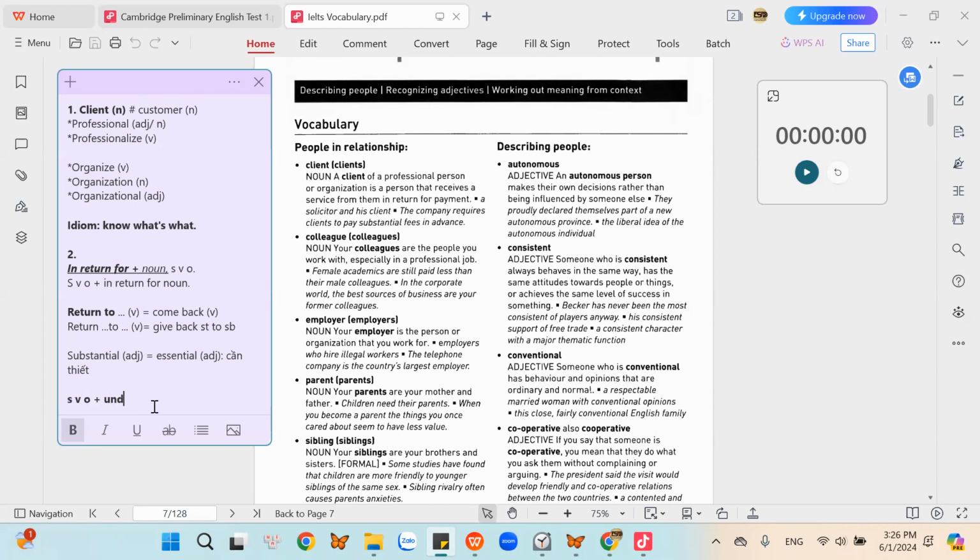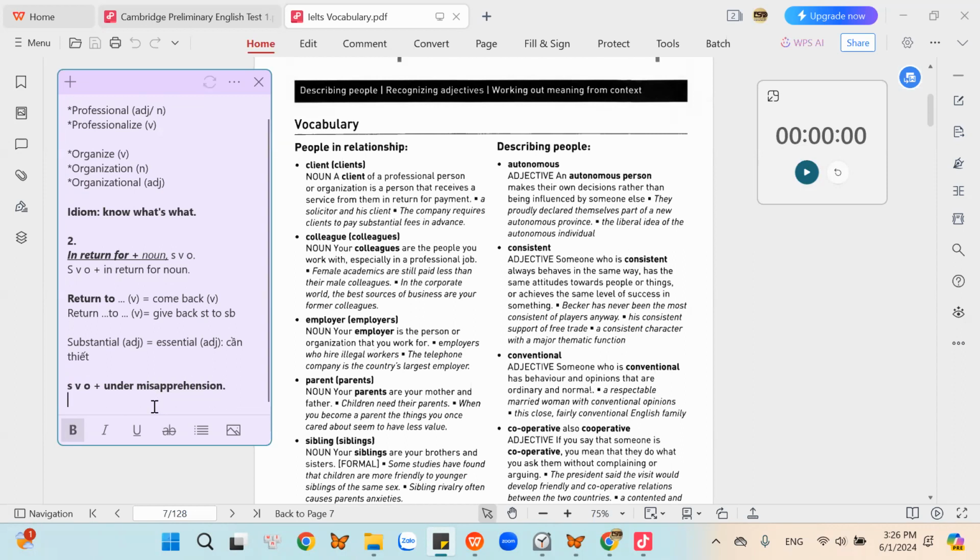And here I have a phrase for you to use, that is "to do something under a misapprehension". Under misapprehension. Apprehension, misapprehension, under misapprehension. So here is a very long word for us to use.